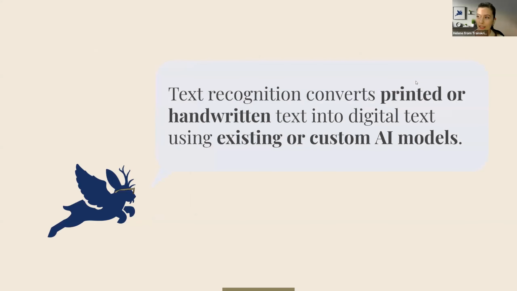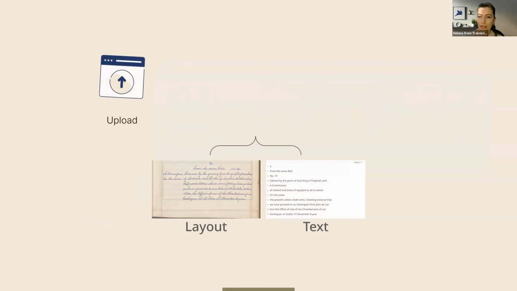How does that work? Transkribus uses AI models, either existing or custom AI models, that convert your printed or handwritten text into digital text that is machine-readable, and again, that you can edit and work with. So how does that work? You've probably worked with Transkribus before, so you know that first you have to upload your documents to Transkribus so that you can work with them. And after that, you use the recognition that Transkribus provides. What happens during the recognition is basically two steps. First, the layout recognition, and then the text recognition.